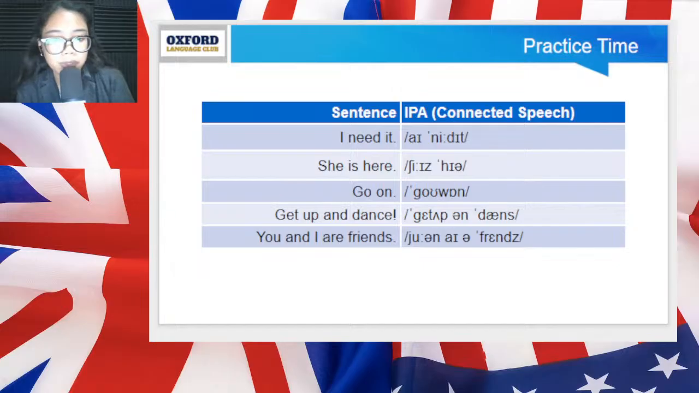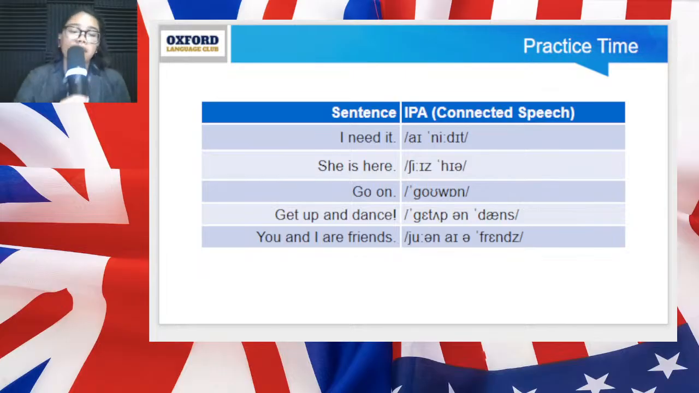Let's jump into our first new sentence for today. I needed. Again, I needed. Now, if we say these words separately, it sounds like I need it. You can clearly hear those three individual words. And there's a little stop after need before you say it. But in natural flowing speech, we connect these.